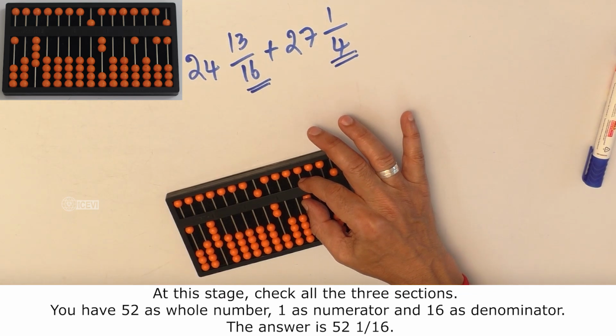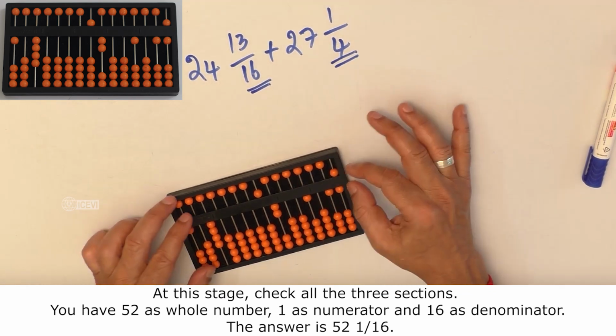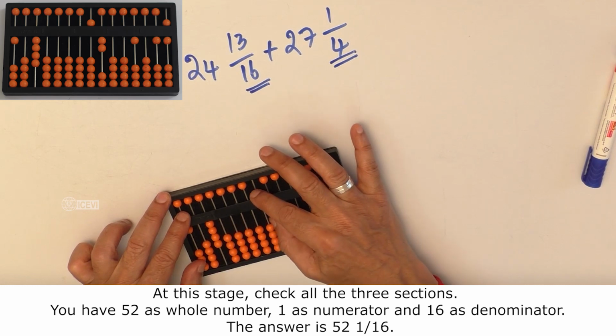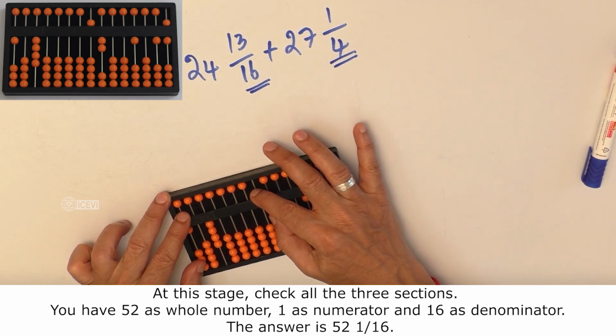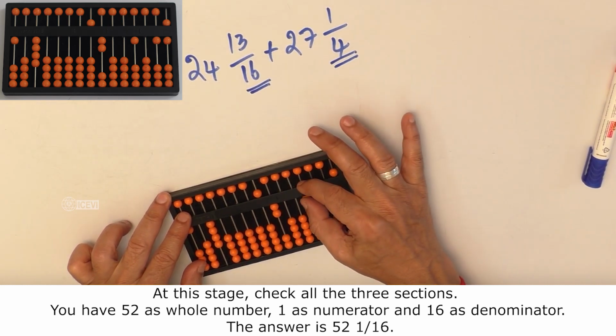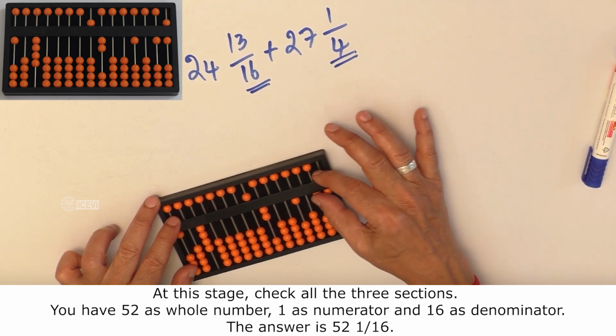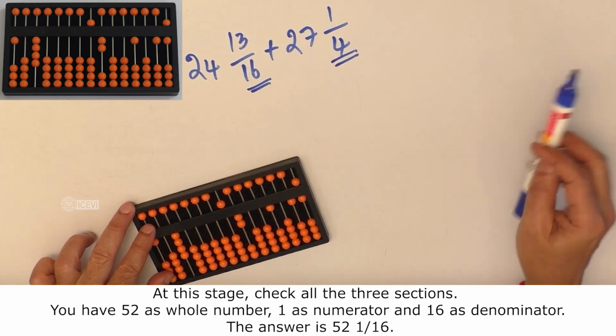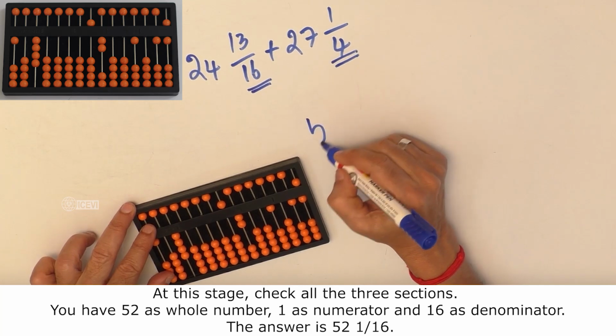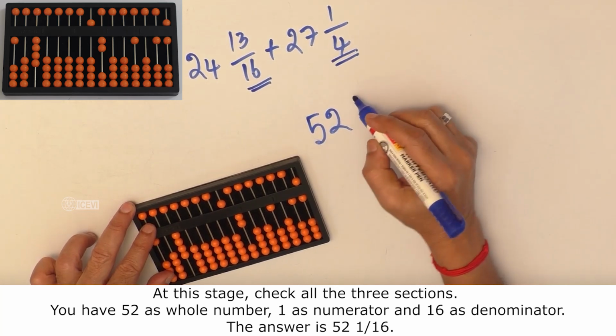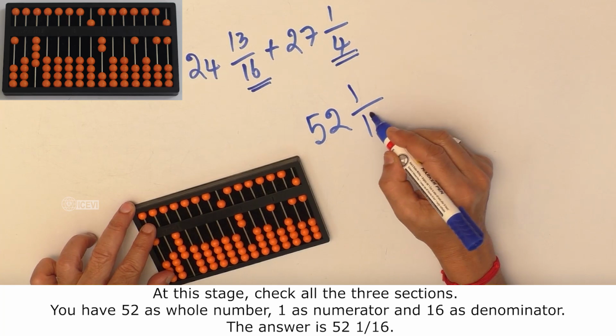At this stage, check all the 3 sections. You have 52 as the whole number, 1 as the numerator, and 16 as the denominator. Therefore, the answer is 52 1 by 16.